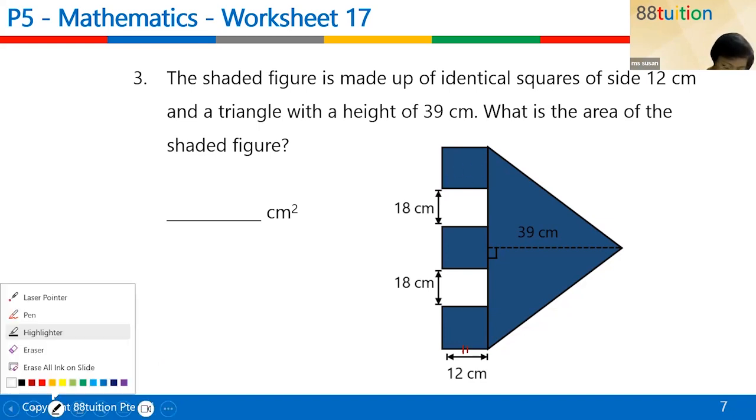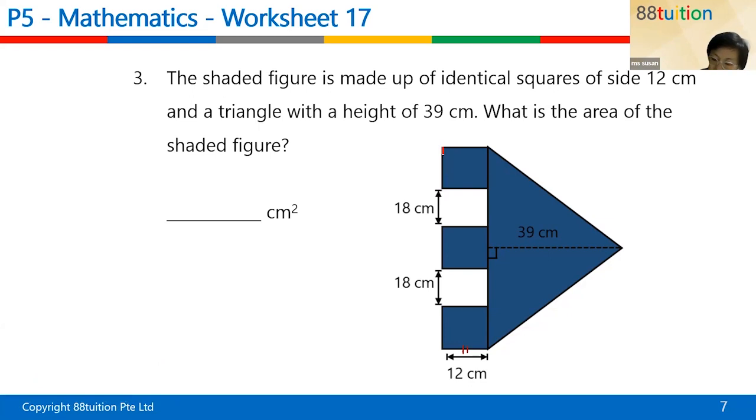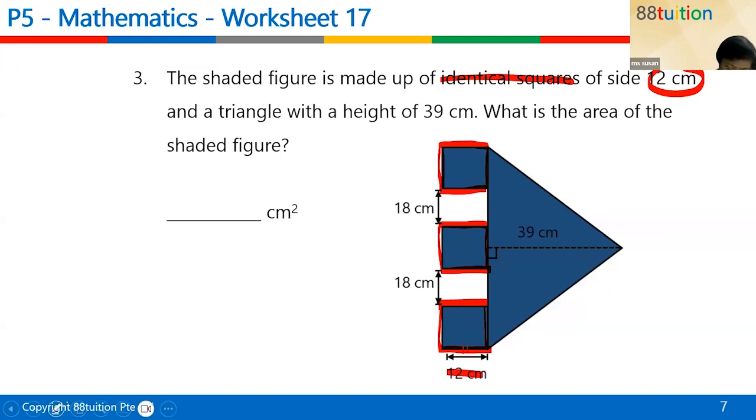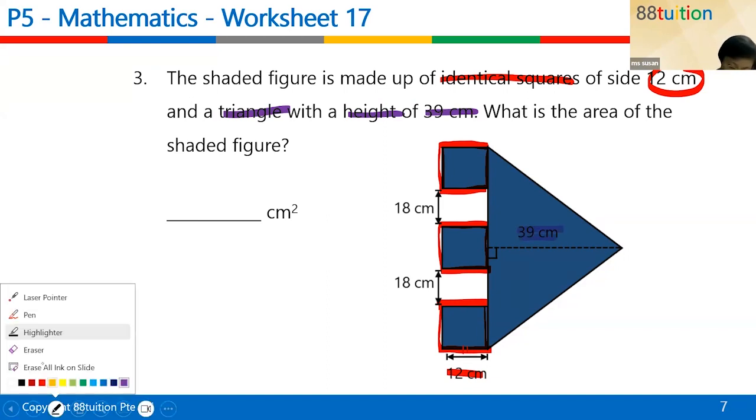This one cannot. Red one, perhaps. So this is 1 square, 2 squares, 3 squares. So that's where the squares are here. And the side will be 12 cm here. And then you have a triangle with a height of 39, which is here. And what is the area of that shaded figure?